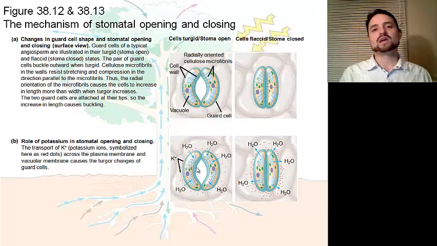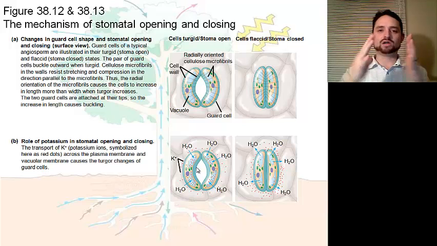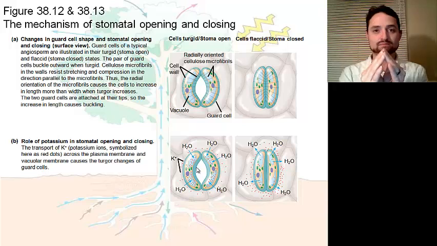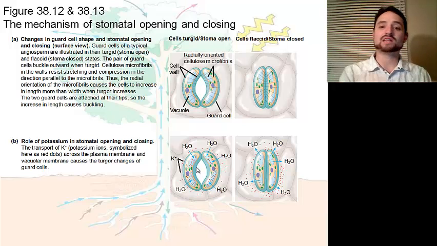And you can think of this kind of like a balloon animal, if you've ever made balloon animals. If the balloon that you're blowing up is really, really tight, it's hard to get two sections of that balloon to fold over each other. They want to be away from each other, which is exactly what's going on with the guard cells.